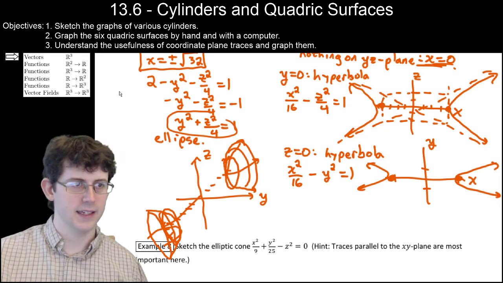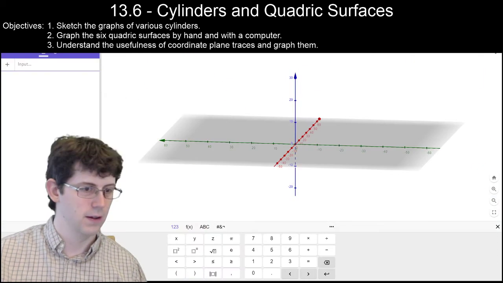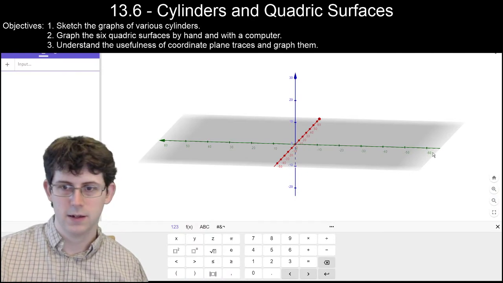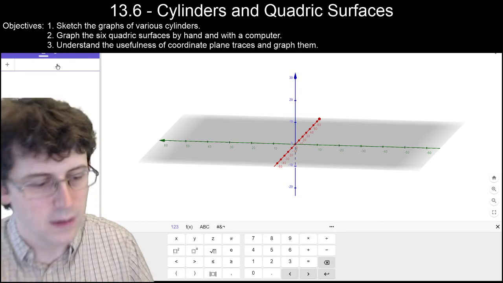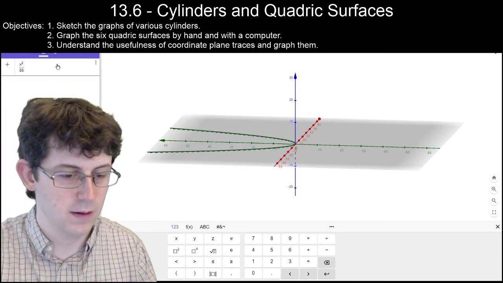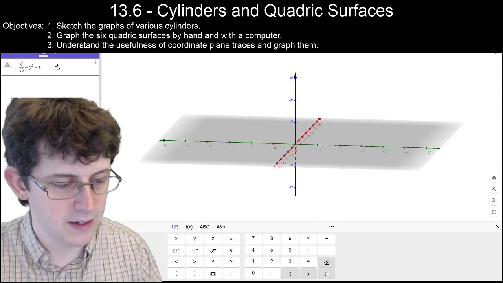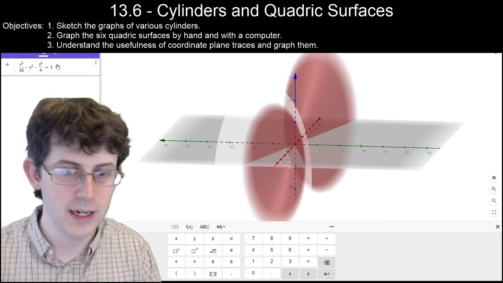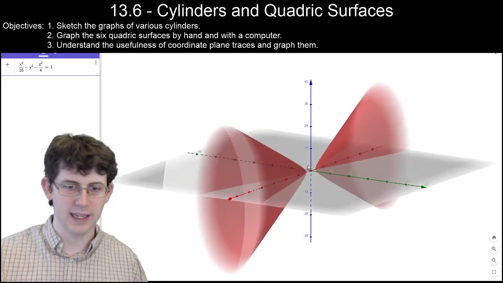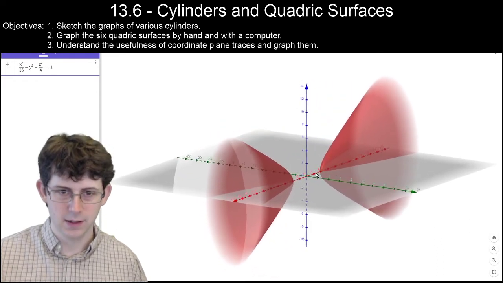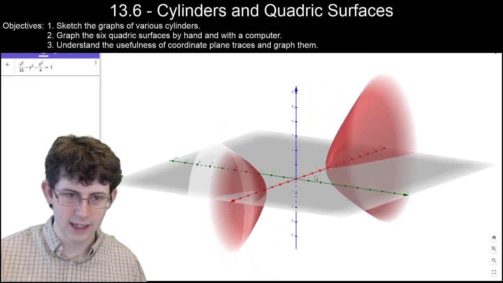Let's ask the calculator to try. So we had x squared over 16 minus y squared minus z squared over 4 all equals 1. And here's our two sheets with a blank space in the middle. Let's get the scale closer to what I was drawing.